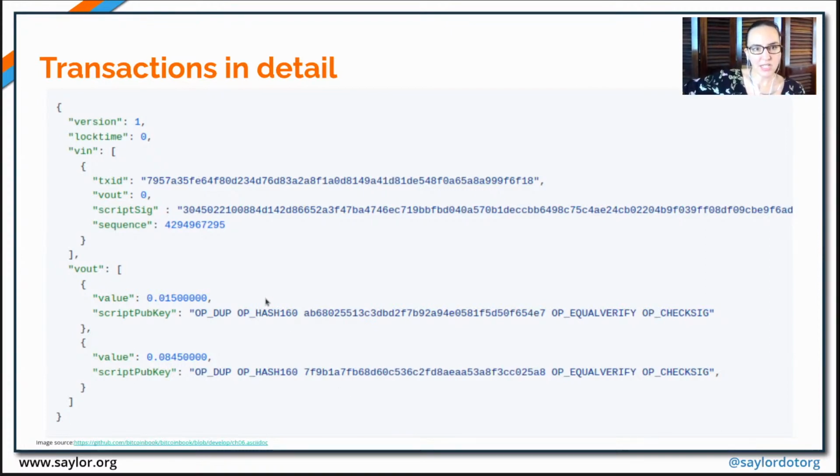For example, let's look at this input. This vin holds the inputs being used for this transaction. Say Mike has sent me some Bitcoin and I want to send some of that Bitcoin on to Daniela. This might be the transaction that my wallet puts together for me, and it's going to say, hey, these are the inputs I'm using.